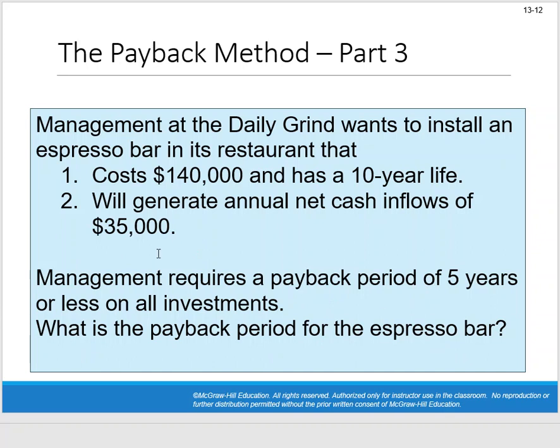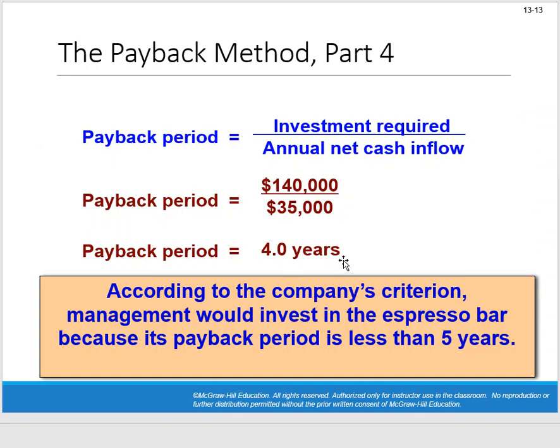So we're going to take the investment required, $140,000. We're going to divide it by the annual net cash inflow. So $140,000 divided by $35,000 should look like this. And we come up with a payback period of 4 years. So according to the company's criterion, management would invest in the espresso bar because its payback period is less than 5 years. Now, that said, I would use payback period as a screening tool. I wouldn't use this necessarily as a preference decision-making tool. Here, it clears the hurdle of 5 years. The payback is only 4 years, but we might want to compare that to other projects that we're considering.